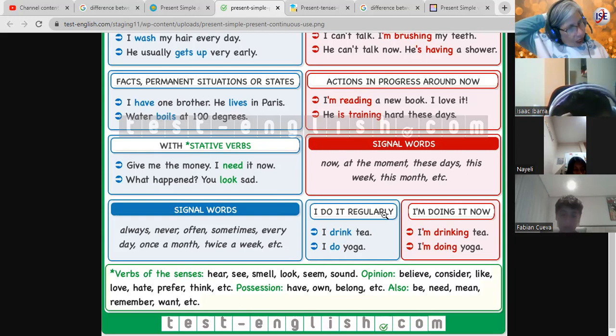Can you read the blue box, please? I do it regularly. I drink tea. I do yoga. It means that as a habit, that's part of your routine. Nayeli, can you read the progressive ones in red? I'm drinking tea. I am doing yoga. Okay.